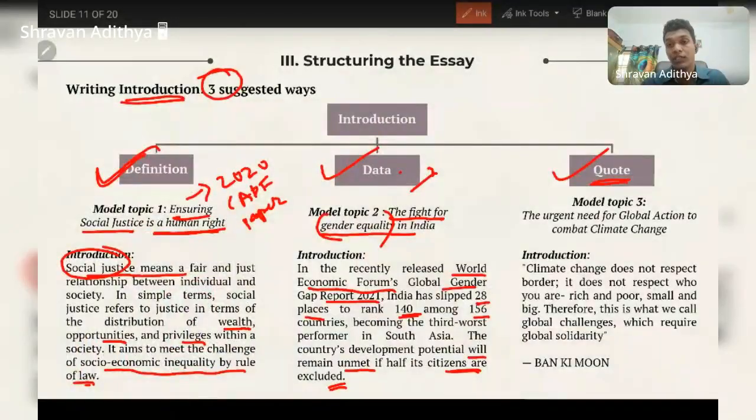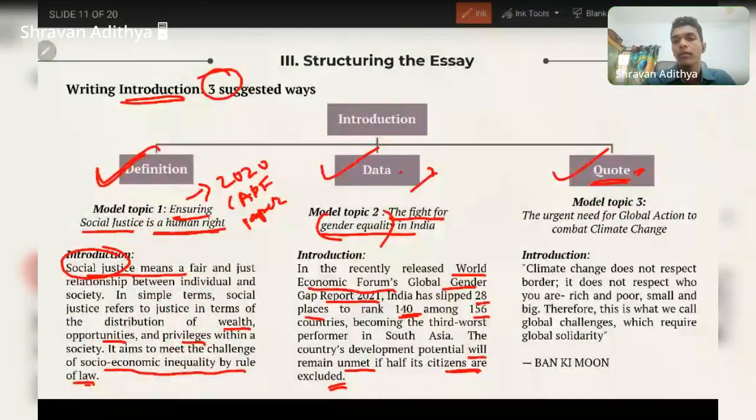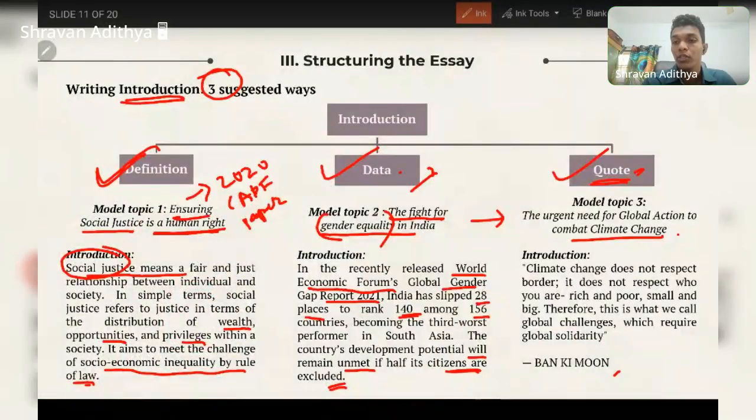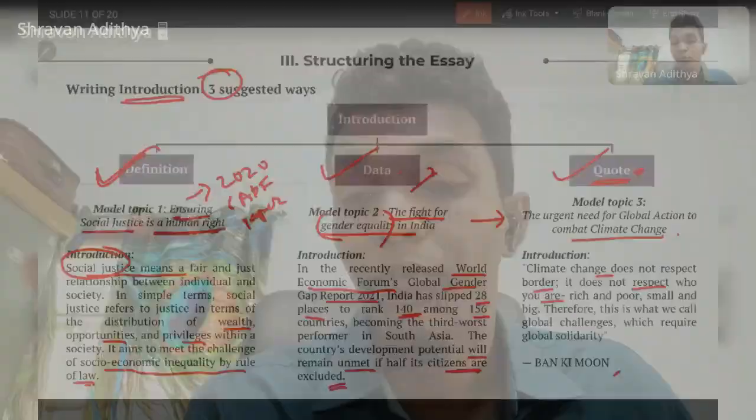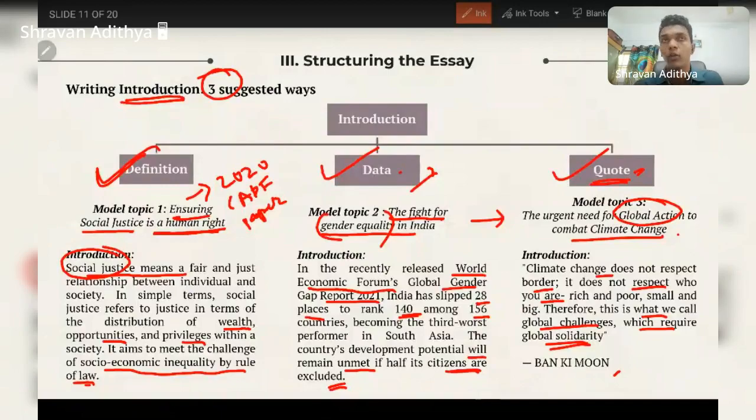And then, a time-tested, very classical way to start an essay: through quotes. Suppose you have an essay topic like the urgent need for global action to combat climate change. What could be a good introduction? Ban Ki-moon's quote: climate change does not respect borders. It does not respect who you are, rich or poor, small or big. Therefore, it is what we call a global challenge, which requires global solidarity. You can start with this for this topic specifically, because this topic also talks about global action, about everyone in the world coming together to combat climate change.